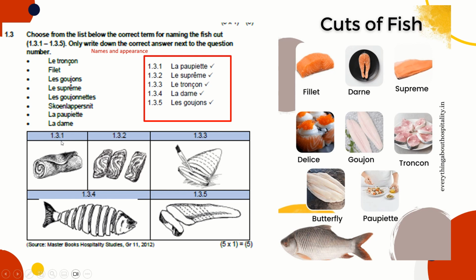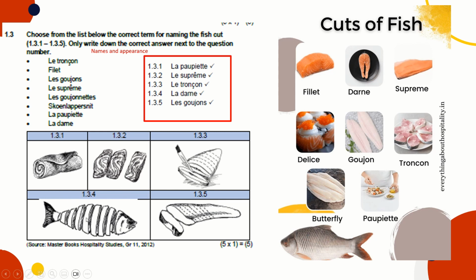Now, let's look at the first picture. It's a fish fillet that has been rolled, and this is called La Paupette. The next one, 1.3.2, this is Le Suprême. 1.3.3, this is Le Tronçon.